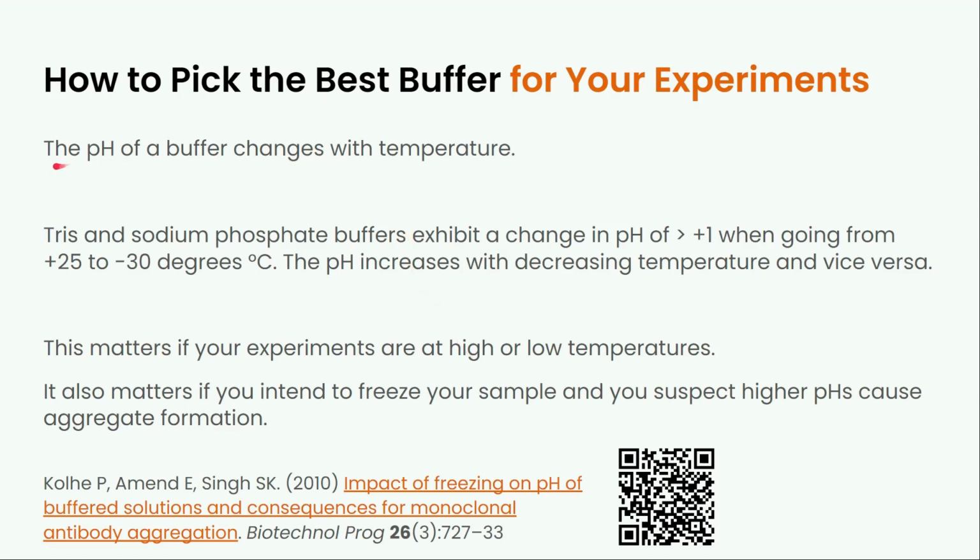So a key thing to bear in mind is the pH of a buffer will change with temperature. And in fact, tris and sodium phosphate buffer systems exhibit a pH change of greater than 1 when the temperature decreases from plus 25 to minus 35 degrees. So the pH increases with decreasing temperature and vice versa.